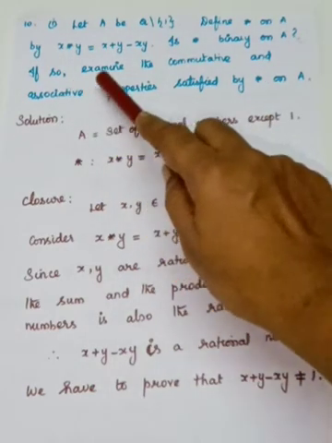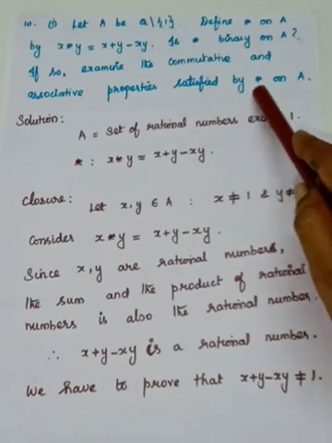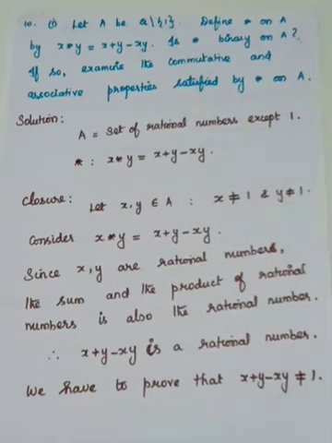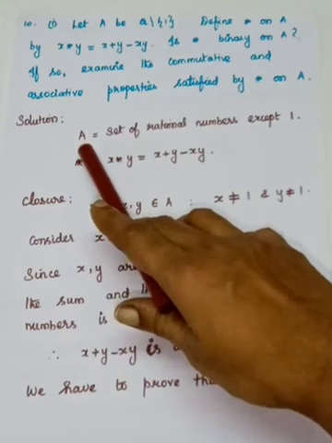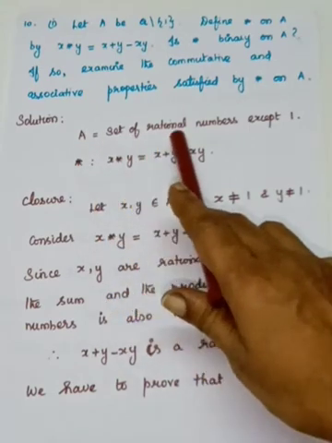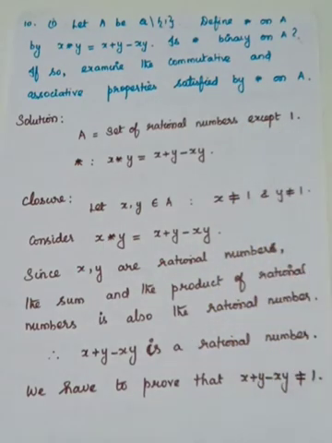So is asterisk binary on A? If so, examine the commutative and associative properties satisfied by asterisk on A. So first we have to check whether the operation defined is binary or not. Okay, so first we will take the set. What is its name? Its name is A. What is A? It's the set of all rational numbers except 1.